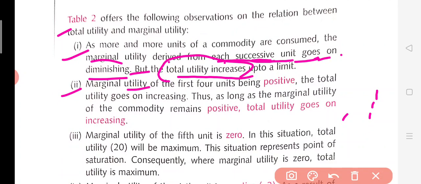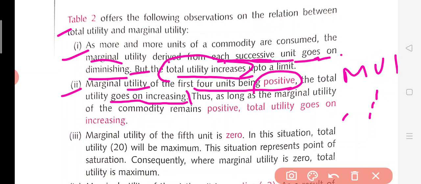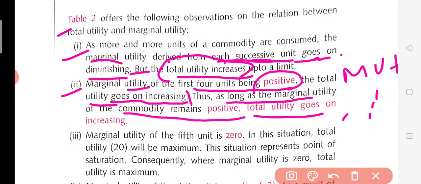Now MU, marginal utility of the first 4 units being positive. So when the MU was positive, what I told you in the relationship, the total utility goes on increasing. Till the MU is positive, what is happening? Your total utility goes on increasing. Thus, as long as the MU of the commodity remains positive, total utility goes on increasing. Again and again, they are telling you the same thing. Now, I really shortened it up for you, just 4 points. It is there in the book also. So, it is very easy here to remember just 4 points.